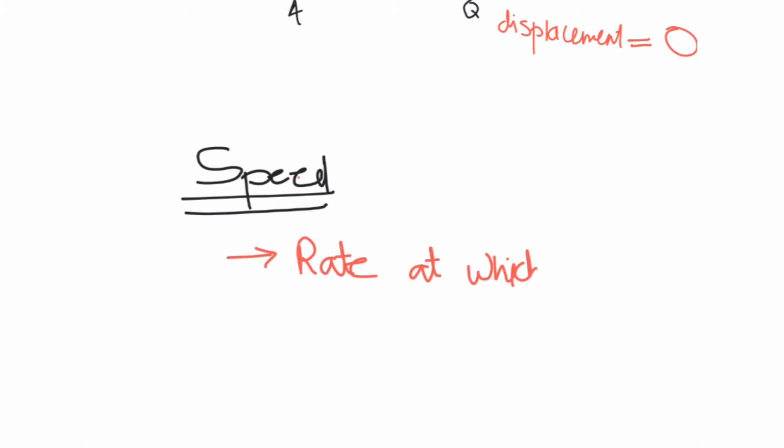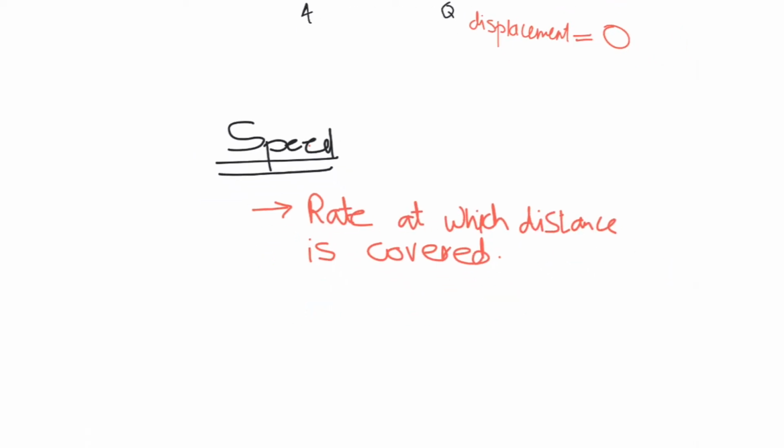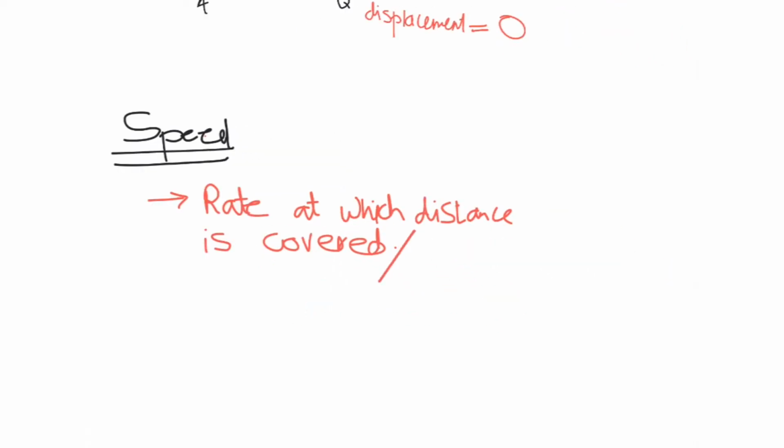And this brings us to the next quantity, which is speed. Now speed is the quantity used to describe how fast or slow an object is moving. It basically tells us the rate at which an object is covering distance. We could alternatively say distance covered per unit time.